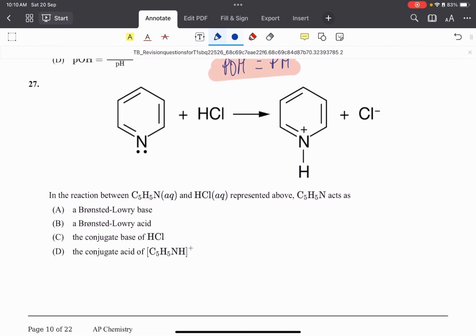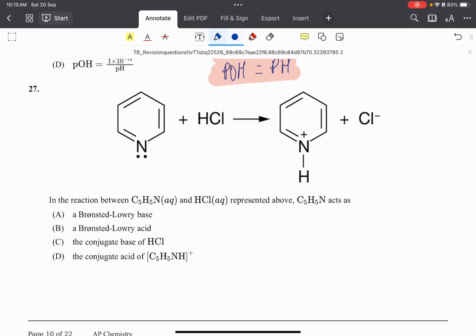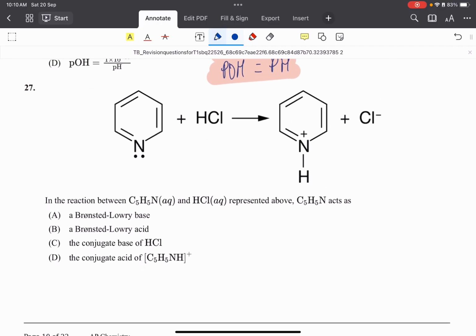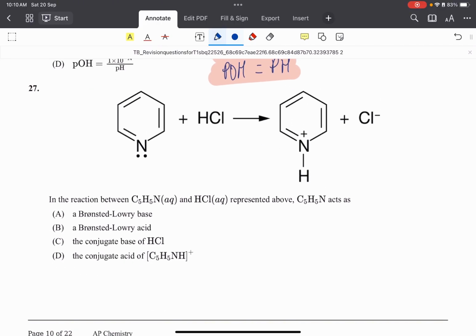Question 27. Let's look at the diagram first. There's an H and a plus, so obviously that's the proton donor. That's the acid. Of course, that's the base because of the presence of the N. That's the conjugate acid, and that's the conjugate base.